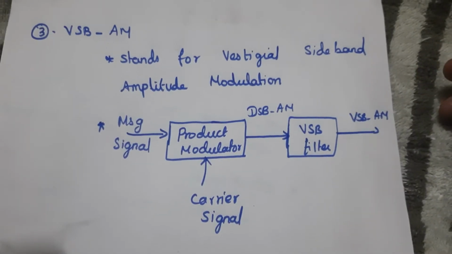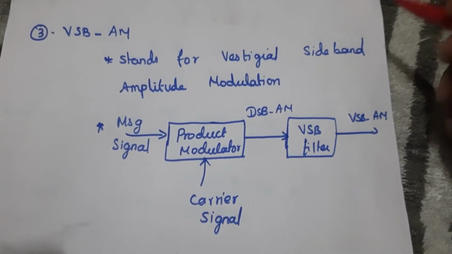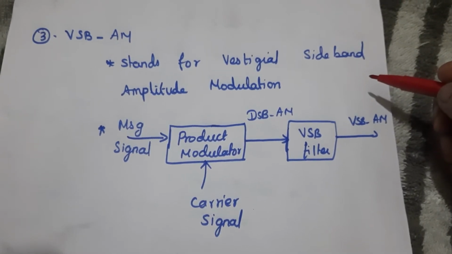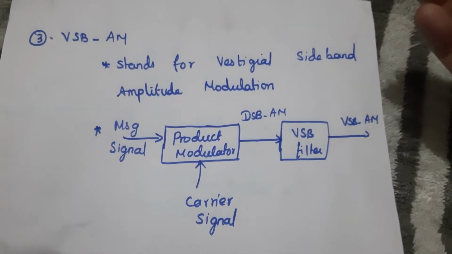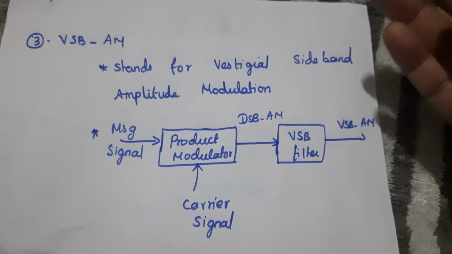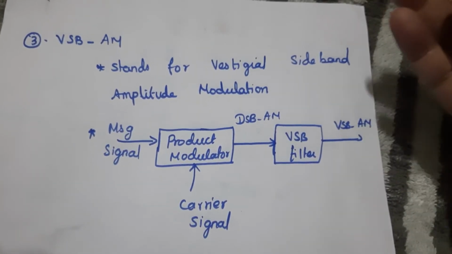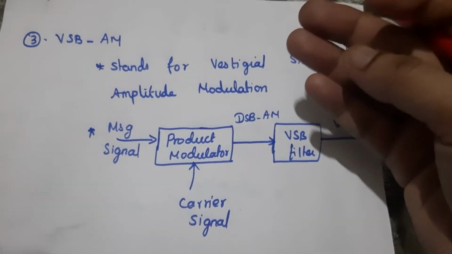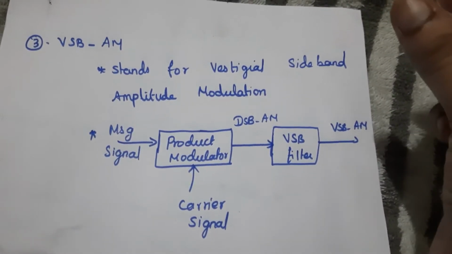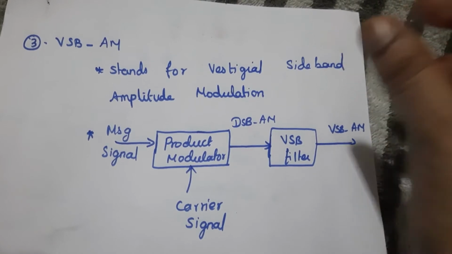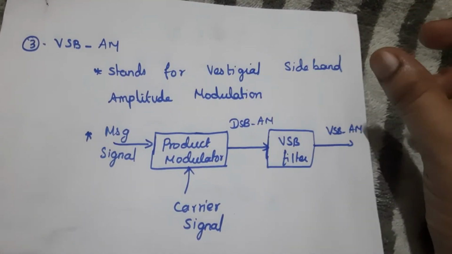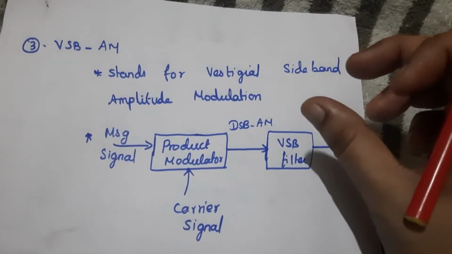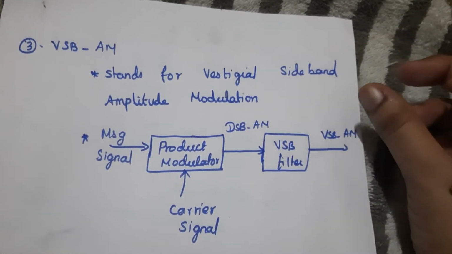And the next one is VSB-AM, which stands for vestigial sideband amplitude modulation. In most cases of high level modulation, that is for video signals, we cannot eliminate the carrier and sideband because the sideband width is very small compared to those high level signals. So for those signals we cannot eliminate the carrier and sidebands.